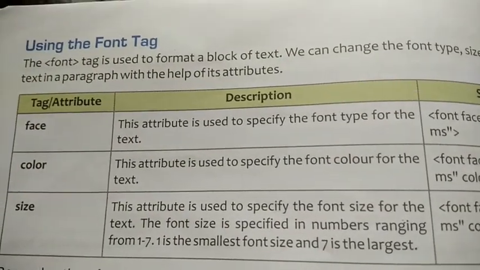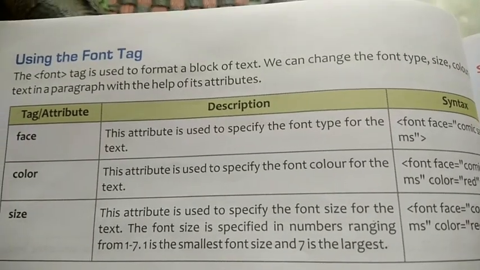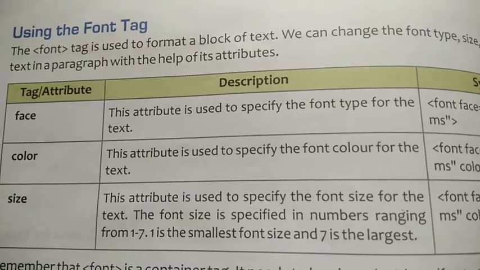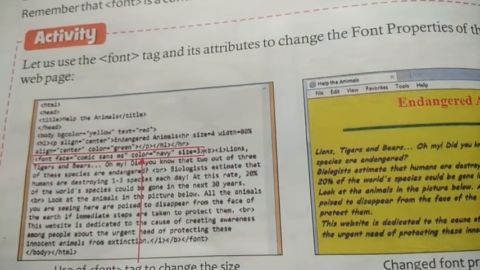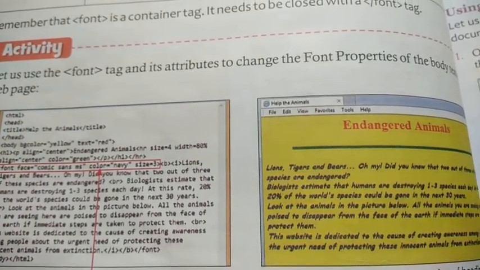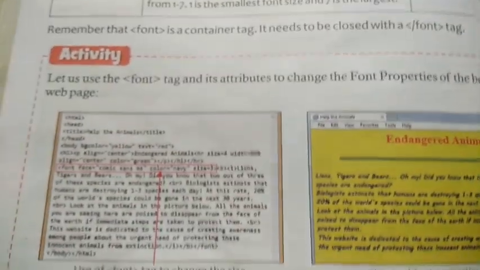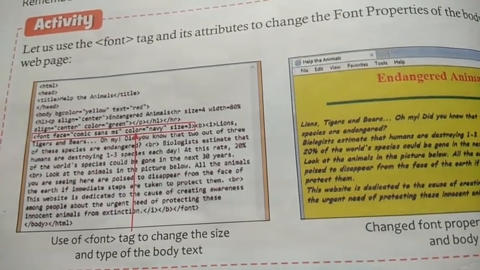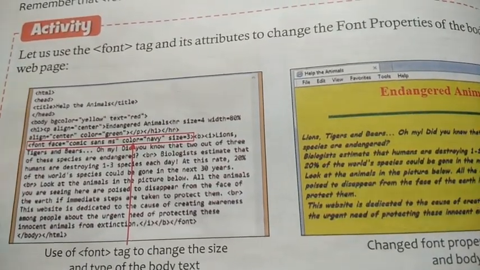So students, read the table properly and you can understand how to use a tag attribute using the font tag. And next, come to the next activity. Let us use the font tag same as it is. It's an example of an attribute to change the font property of the body text of a web page. So students, you can see the proper use of the font tag to change the size and type of the body tag.